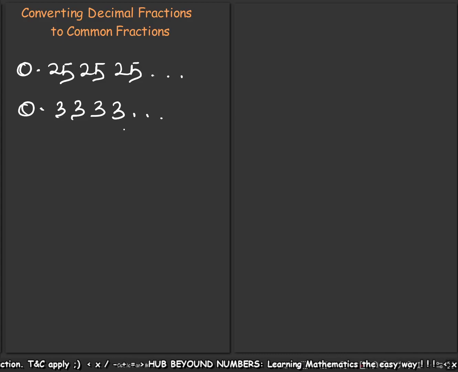Unlike our previous lesson where we just counted the number of decimal places and then wrote the number over 1 followed by that number of zeros, this one isn't like that. You apply a little bit of algebra. So let's see how we do that with the help of some examples.